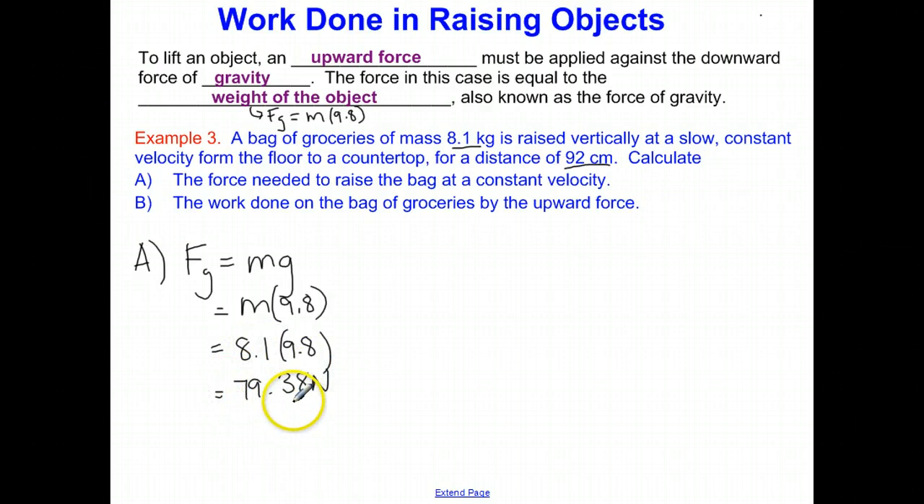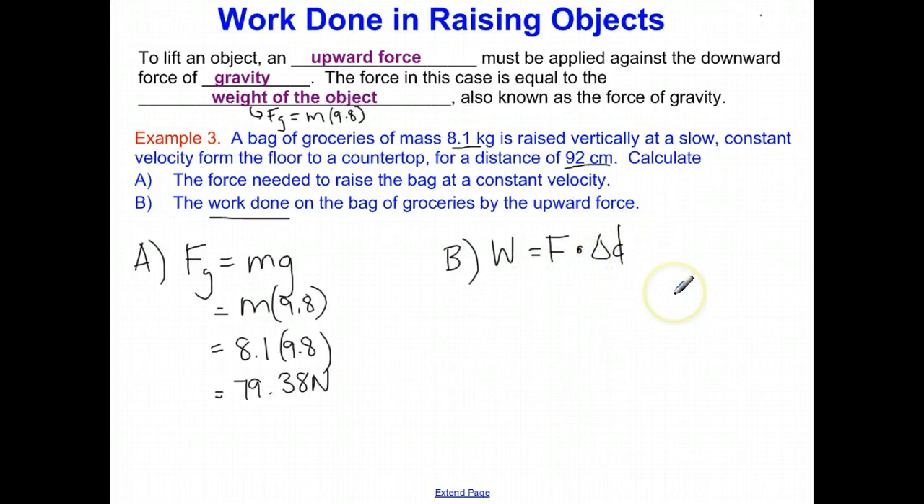What force would we need to overcome gravity and lift this object up? Well, if the weight of it is 79 newtons or 79.38 newtons, then in order to lift that, we need a force equal to that or greater. So that answers A. Now, how about the work done? So for part B, work is equal to force times distance.